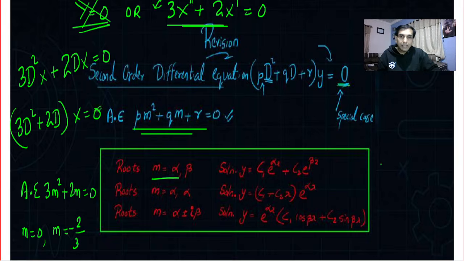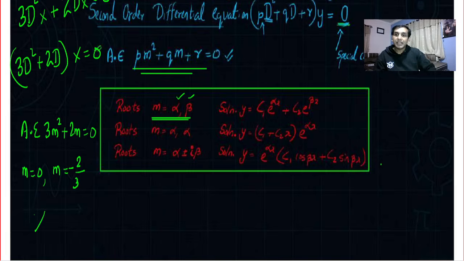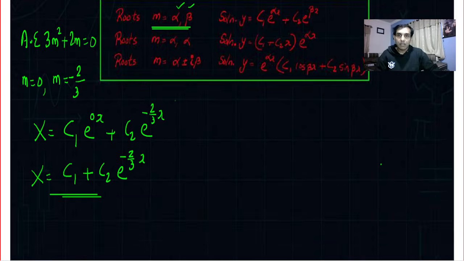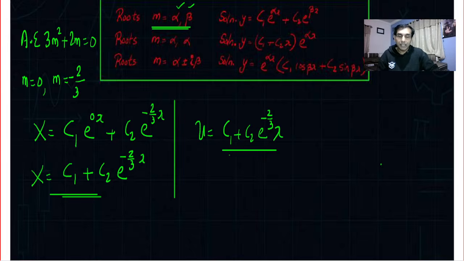And I can see the roots are distinct. So my solution will be x is equal to c1 e to the power 0 x plus c2 e to the power minus 2 by 3 into x. That is x equal to c1 plus c2 e to the power minus 2 by 3 into x. We get u is equal to, if you want, you can write this directly: c1 plus c2 e power minus 2 by 3 into x as the final solution.